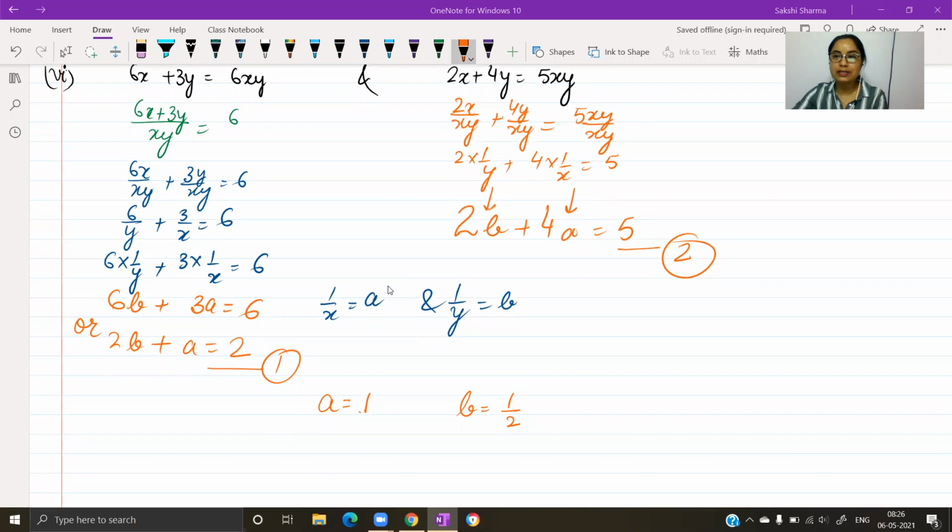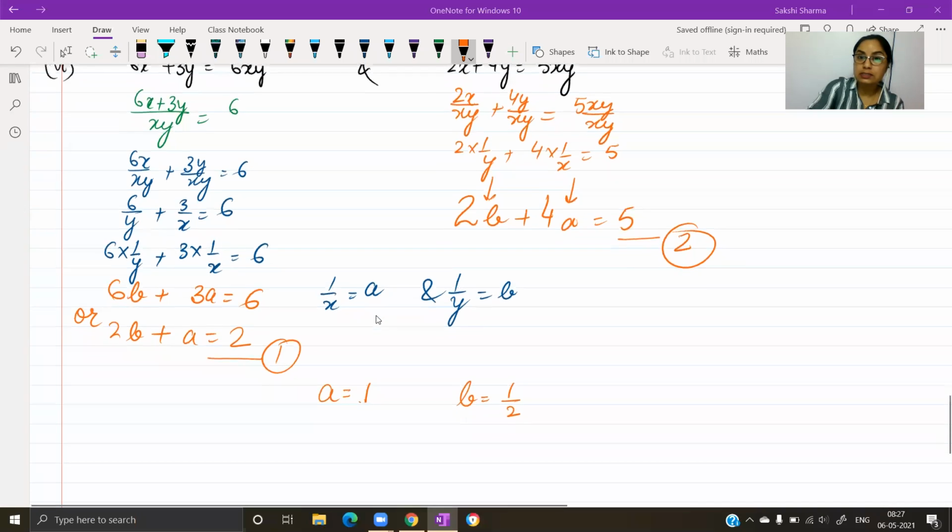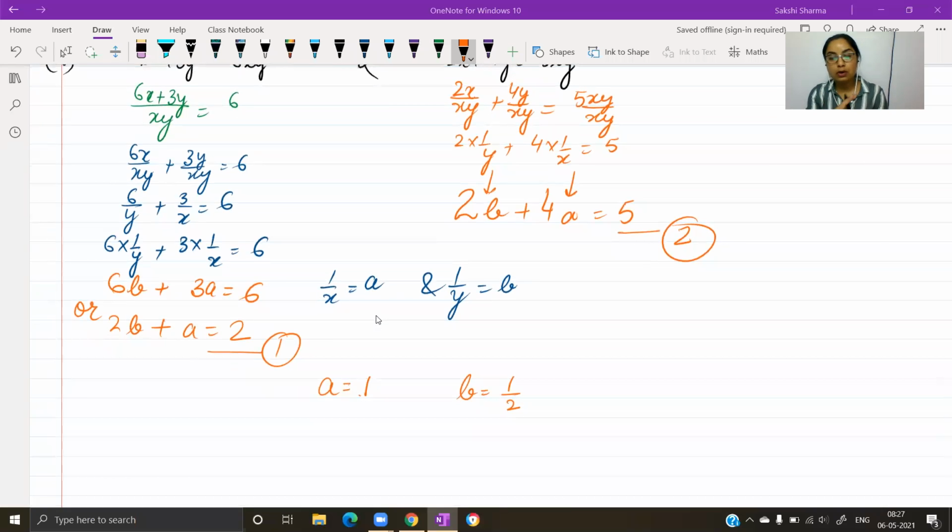I have taken the order with 1 by x represented as a. If you do it the opposite way, your equations would then be 6a plus 3b equals 6, 2a plus 4b equals 5. Yes, ma'am. So accordingly your answer will come half and 1 respectively, a and b. X equals 1, Y equals 2. At this point, your answers could be in the opposite way.